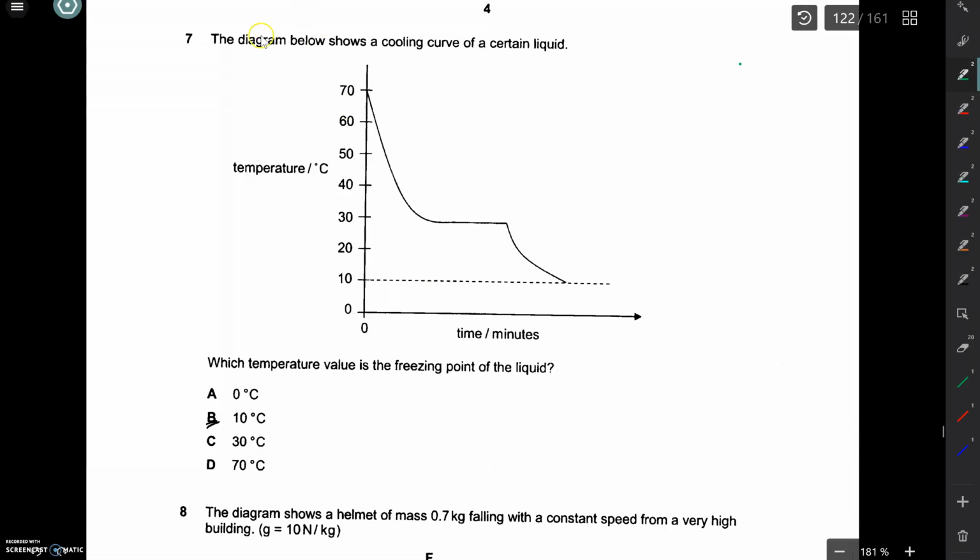Question 7 says the diagram below shows a cooling curve of a certain liquid. Which temperature value is the freezing point of the liquid? We can see that the temperature is decreasing all the way from there up to here, and for this period, the temperature of the liquid remains constant. At this point here, there's a change in phase.